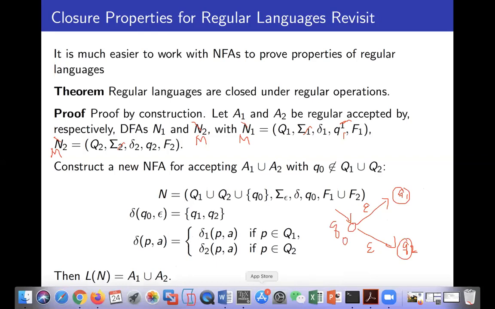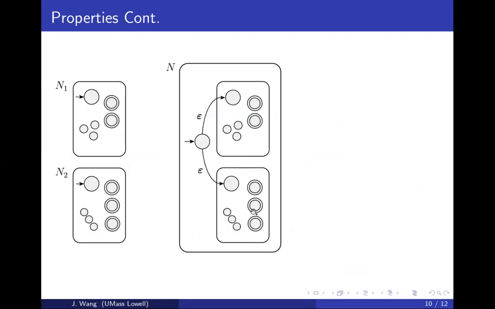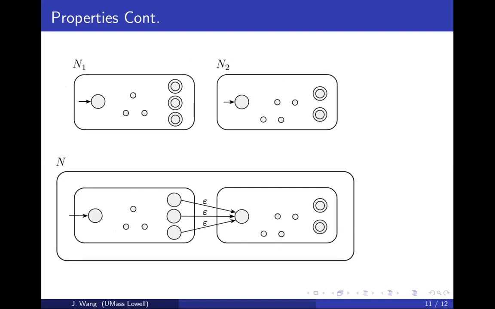It is easier to draw a diagram to illustrate this. This is N1, we call it M1. This is N2, for deterministic we can just call it M2, but this is notation. As long as we know this is a DFA, that's fine. So we combine these two by adding a new initial state, and they can either go here or go here. So that's a union. This NFA accepts the union of two regular languages.